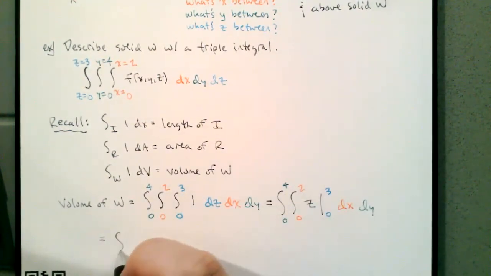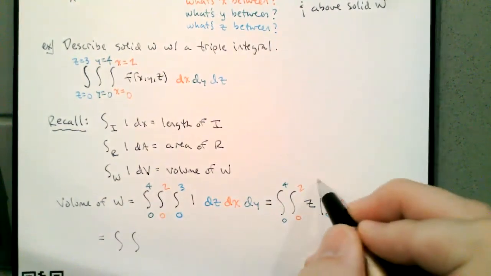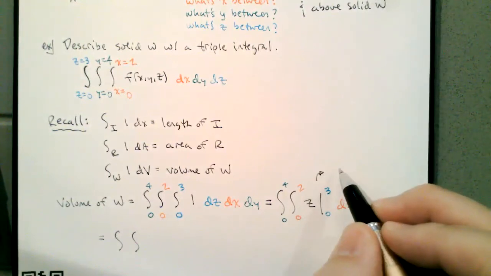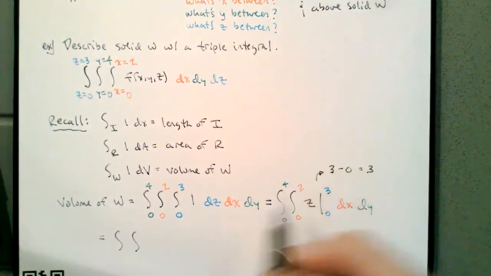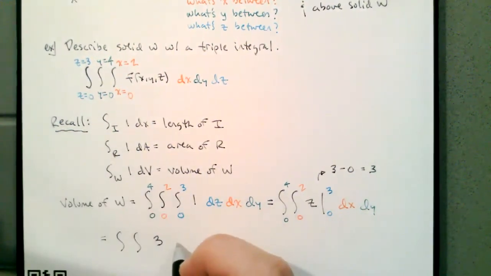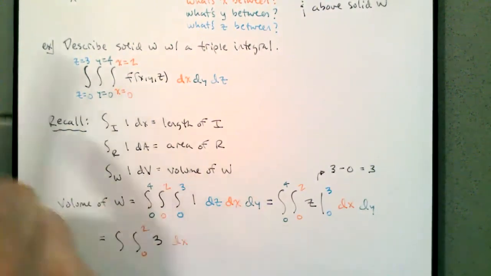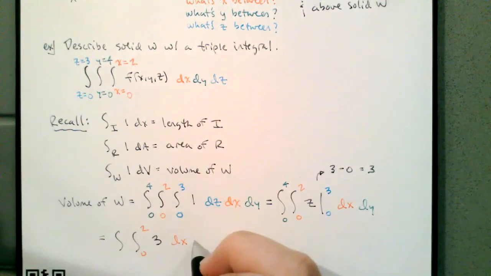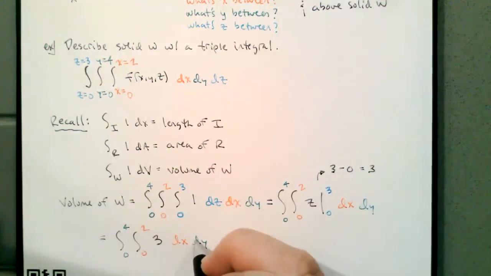And so we end up with this double integral. We plug in the 3 and we plug in the 0 and subtract. So we're integrating the function 3 dx dy. Dx goes from 0 to 2, and dy goes from 0 to 4.